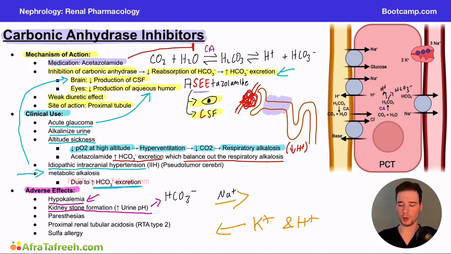Some other less commonly tested ones include paresthesias, and this can just be due to electrolyte derangements or abnormalities that can occur with any of these medications. You can also see a proximal renal tubular acidosis, or an RTA type 2, because remember, what's the problem in an RTA type 2?